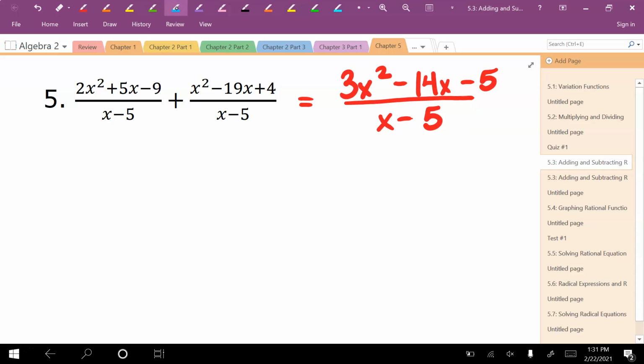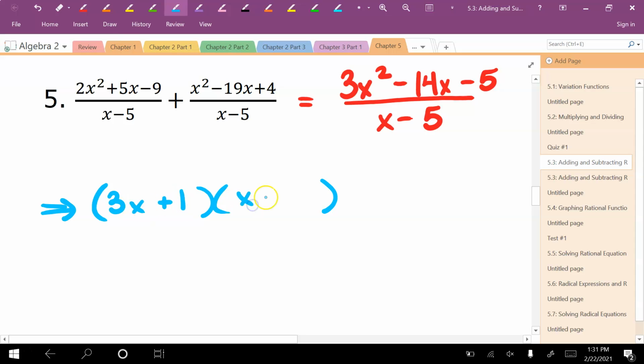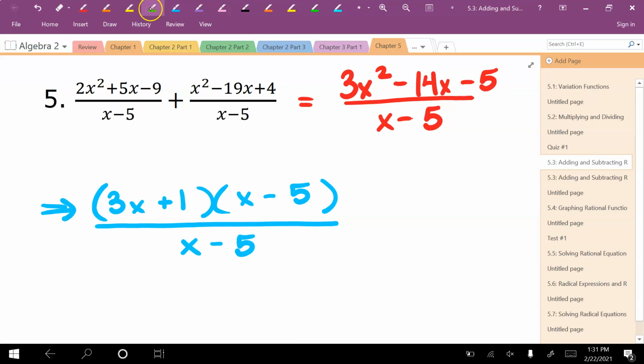So doing one of those methods, on the top, when I factor it, I'm going to have 3x plus 1 and then x minus 5. This is going to be all over an x minus 5. So then I can get rid of the x minus 5s, because again, I have one on top, one on the bottom. And so I'm going to be left with 3x plus 1.